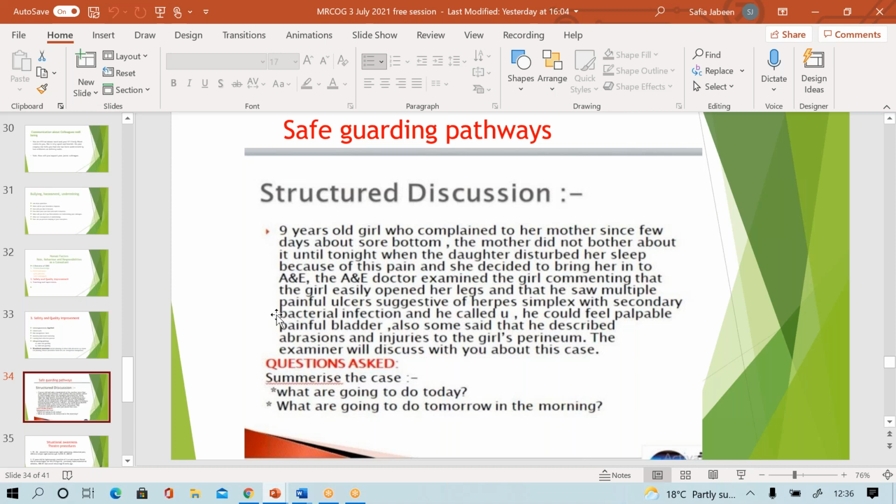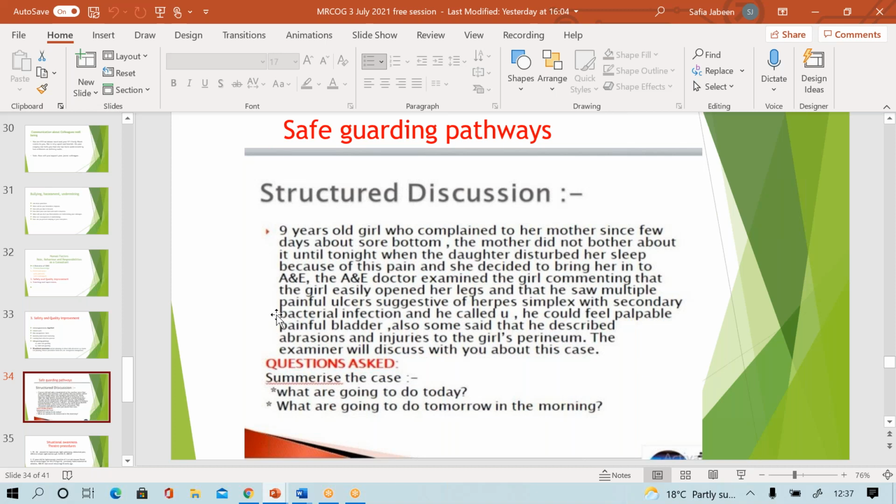Obviously, maybe a quarter of the marks are about your knowledge that you need to take a swab for HSV, start treatment for that girl and give her some pain relief. But the major chunk, 75% of the marks, are for you to be aware of the pathway, what we should be doing on that national pathway. So what are you going to do?